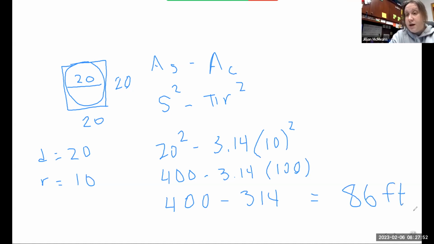I think our unit was feet. And anytime you're dealing with area, you use square units. So we should get 86 square feet. So again, you find the area of the square, subtract the circle that's cut out, and then you just have to figure out what the side of the square is and what the radius of the circle is with the information that's given.